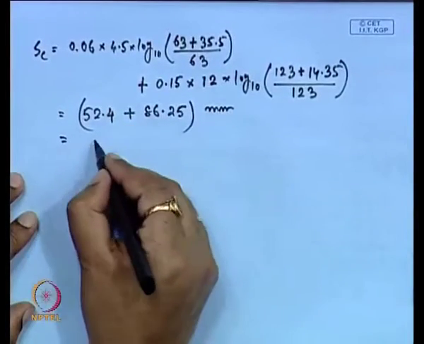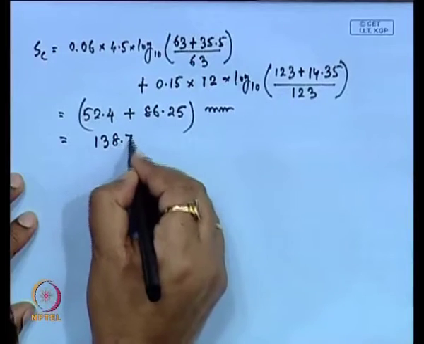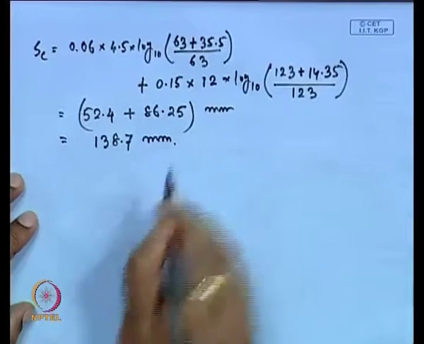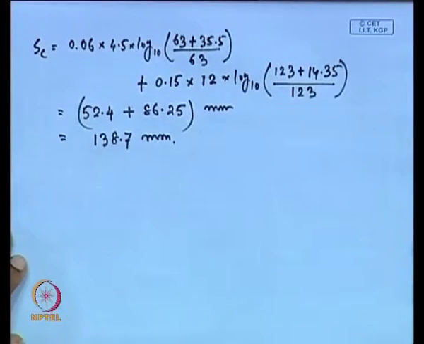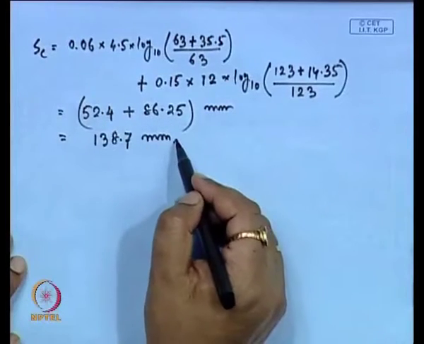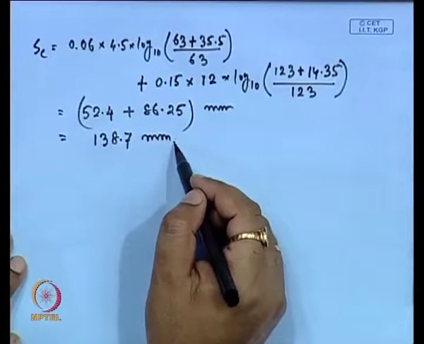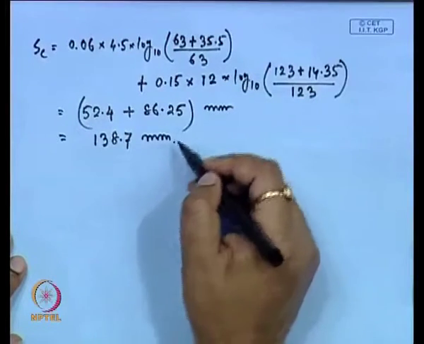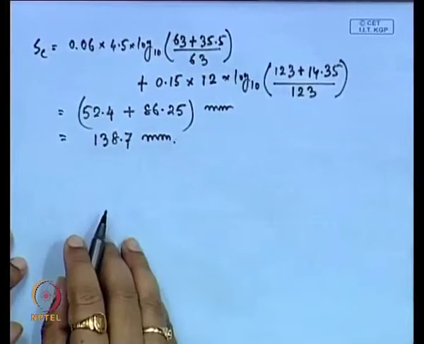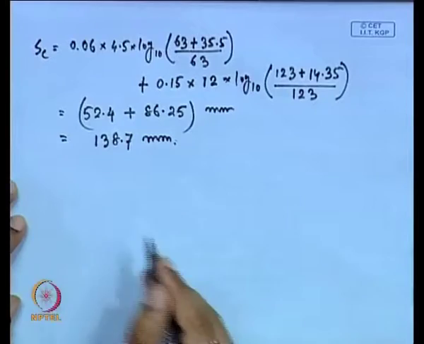So, total value is 138.7 millimeter. So, this is the consolidation settlement of the soil. This is without any corrections. Now, here what are the corrections that we applied?